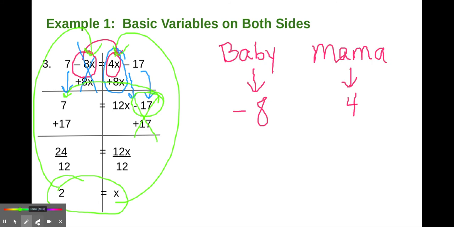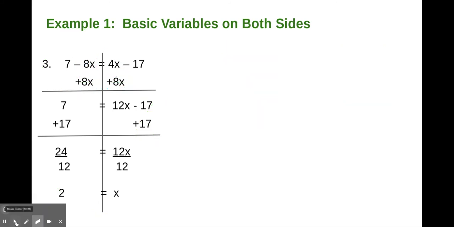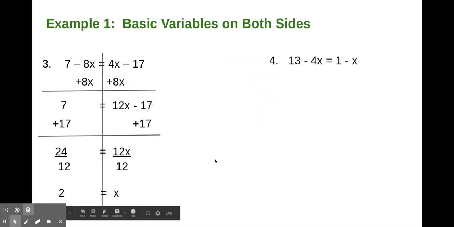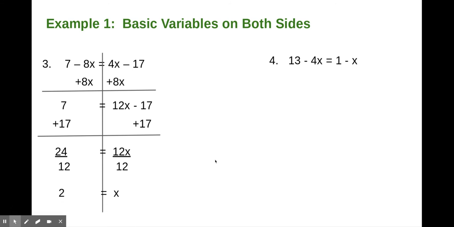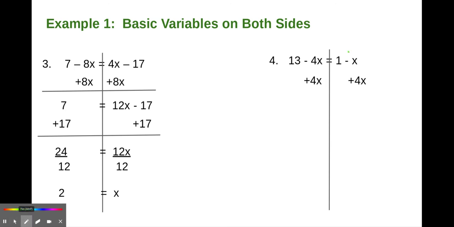Okay, let's do a couple more. Here's another one. So I have 13 minus 4x equals 1 minus x. Now, when you look at this, you might think, well, I have a 4x and then I have an x, but what's the number that comes before it? Okay, well, if you need to, you could put a 1 before the x. Sorry, it's a little squiggly, but that's a 1.